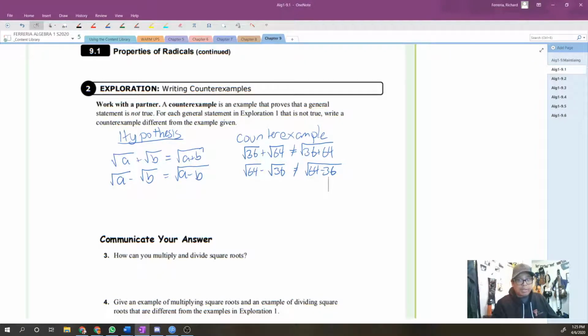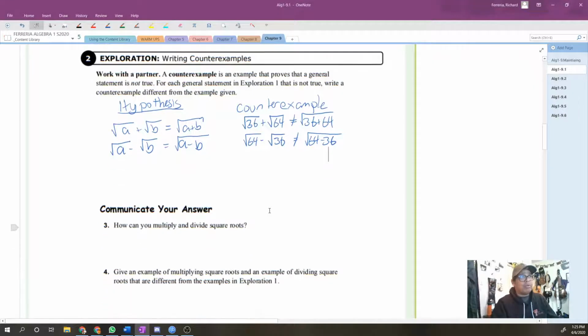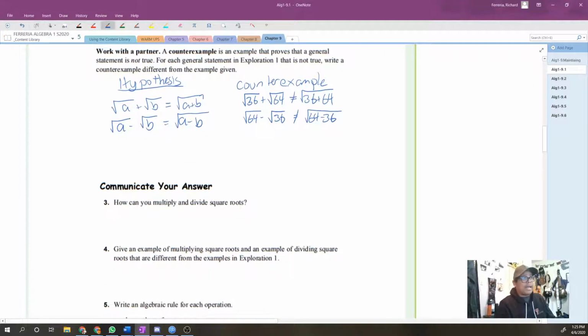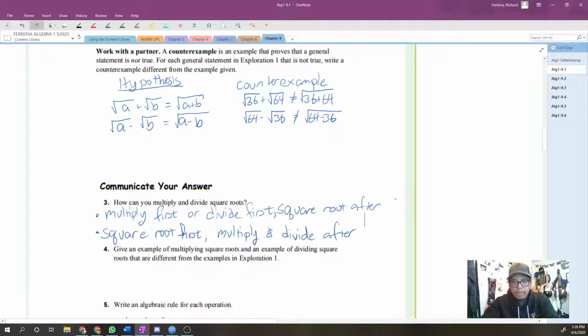So next, how can you multiply and divide square roots? Well, you could multiply first, or you can divide first, and then take the square root next. Or you can take the square root first, and then multiply and divide after. Most of the time, people will say that this is easier, since it's easier to find the square root of a smaller number than it is to find the square root of a larger number.